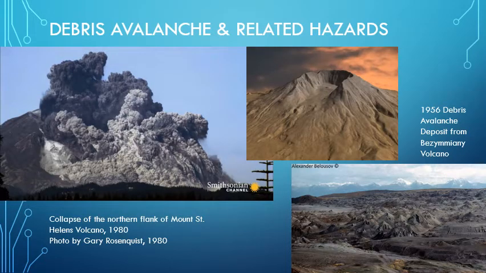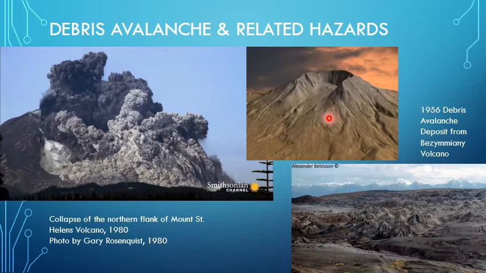Debris avalanche and related hazards. The 1980 Mount St. Helens eruption was the most destructive in United States history. 57 people died and thousands of animals were killed, and about 200 houses were destroyed. On the morning of May 18, 1980, the largest terrestrial landslide or debris avalanche in recorded history reduced the summit of the volcano by about 400 meters.